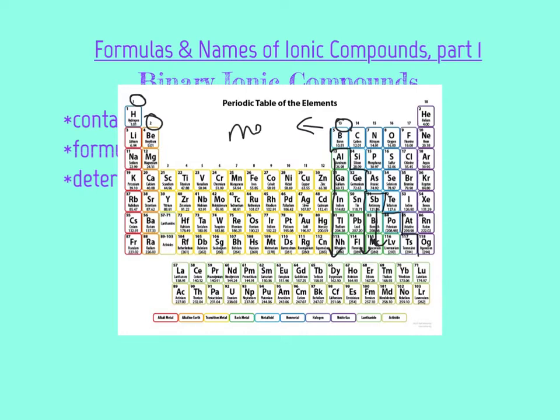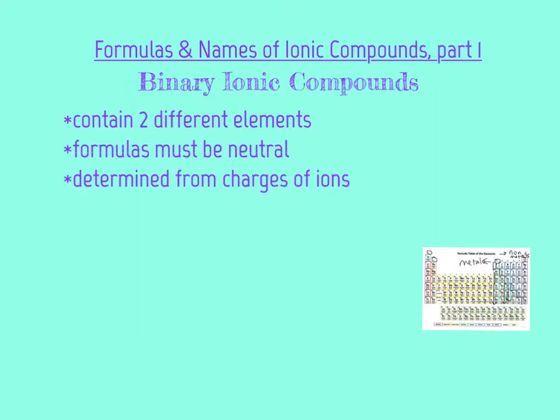Remember, this side is found where the metals are found. On this side of the staircase, remember those are the nonmetals, and nonmetals are negatively charged. We're going to start with finding the charges of the positives first. Okay, we're going to start by doing an example between lithium and chlorine.